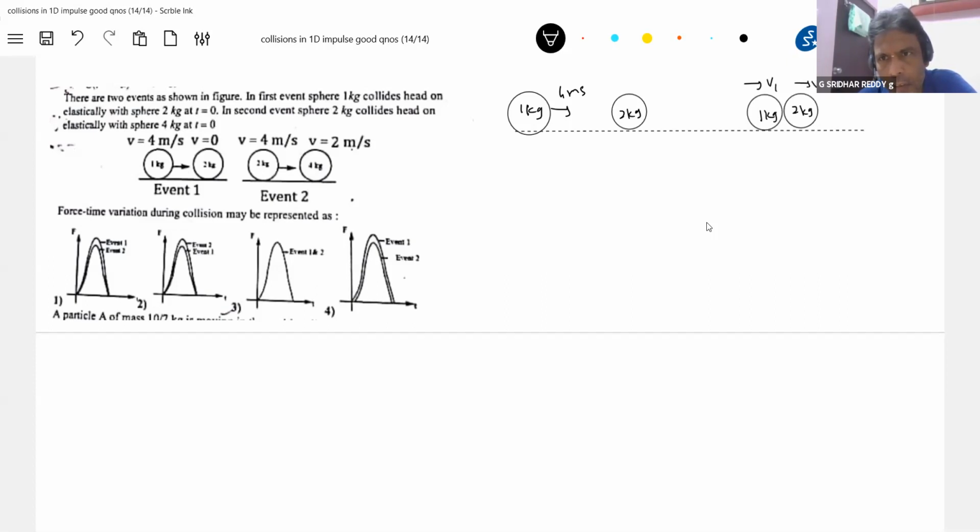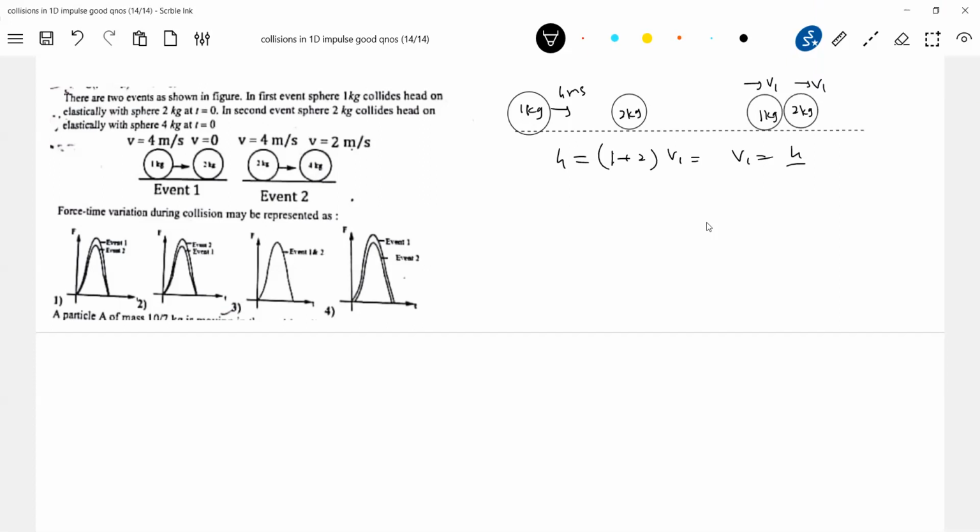Call it V1. Can we calculate that? What is the initial momentum? 4. This should be equal to (1 plus 2) times V1. So what is V1 equal to? 4 by 3 meter per second. From here to here, what is it? Impulse of deformation will act, no?